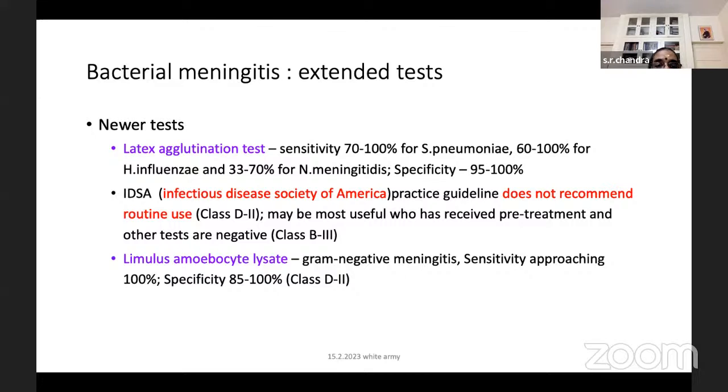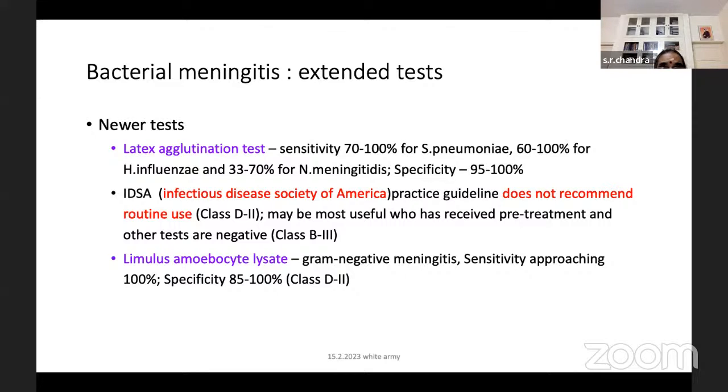So here, this is latex agglutination test. It is sensitive for Streptococcus pneumoniae, H. influenzae, Neisseria meningitidis, and it is highly specific also. It is not available in all places and it is not mandatory recommended. If all other tests are becoming negative, then you can consider these tests in the fifth sample. The Infectious Disease Society of America practice guidelines do not recommend routine use of these investigations.